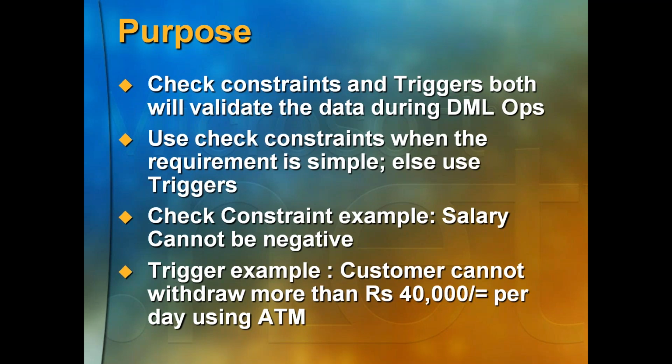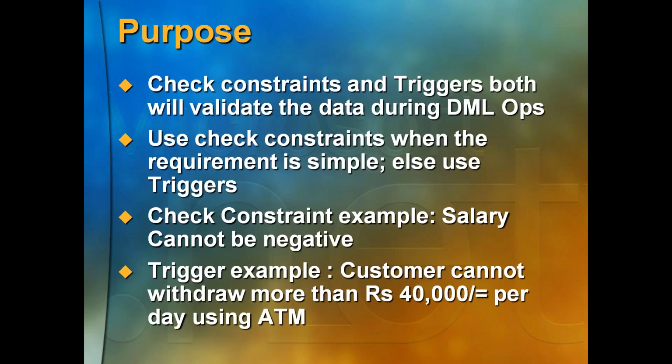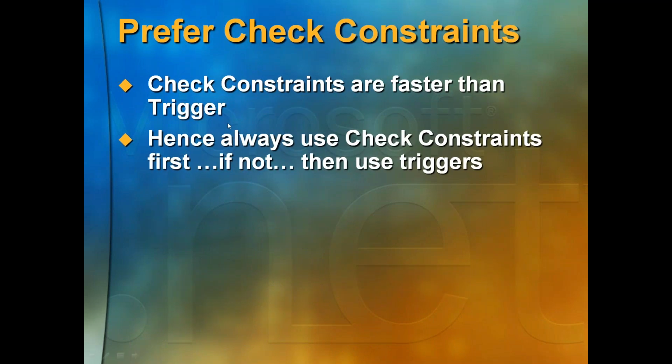So creating a trigger is possible. You never call the trigger. Clear? So now you know the need for the trigger, right? The need for the trigger is to validate the data. Triggers are automatically fired. A trigger will have programming. Triggers will have all SQL statements, loops, and everything you can implement over there. Variables and everything you can implement there. Clear? And that is the need for the trigger. Now, check constraints are faster than triggers, hence always use a check constraint first. If not, then use triggers.